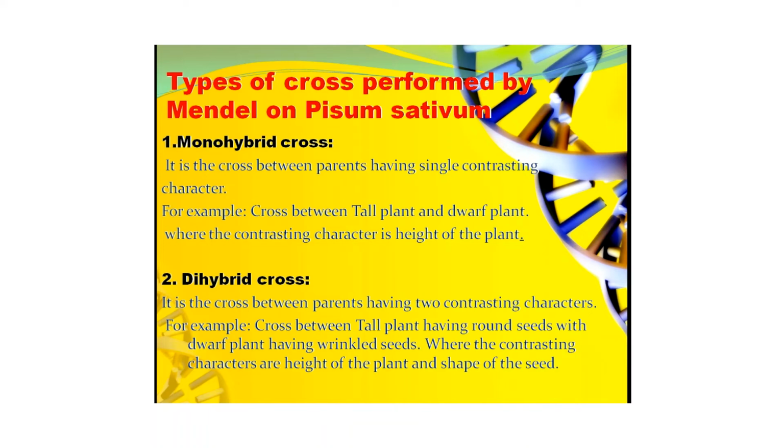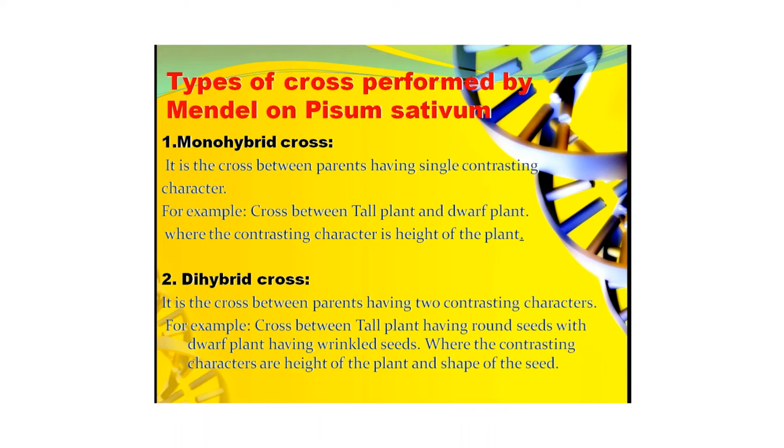So we have two contrasting characters there. We selected height of the plant and shape of the seed, or maybe height of the plant and color of the seed, or maybe height of the plant and flower position, or it may be seed shape and seed color. So you are selecting two contrasting characters there, and you are crossing such kind of parents. So the young one that comes out is actually called as a dihybrid.